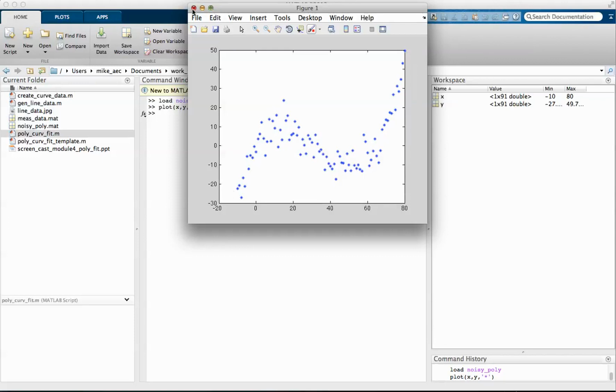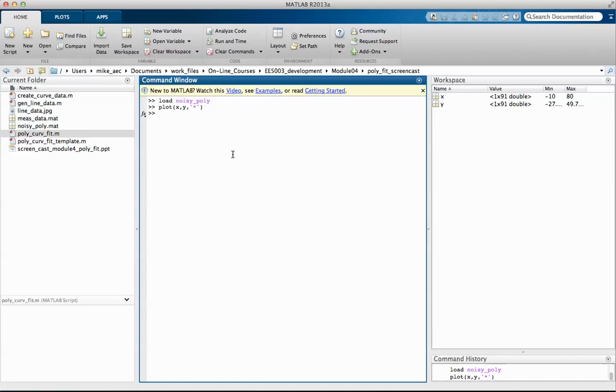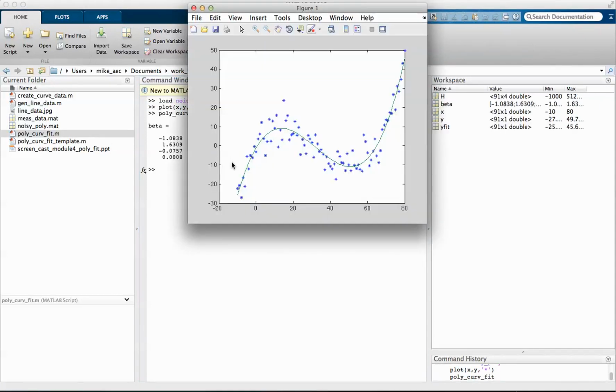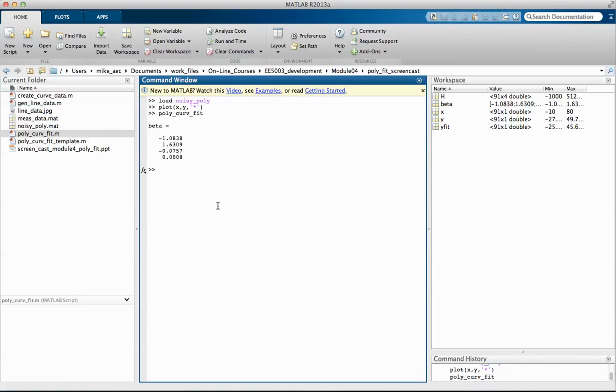And if I go ahead and run my solution, what you will see is, by implementing the techniques that we've talked about, you end up with a pretty nice curve fit there. And as a matter of fact, you even get to see what the values of the estimated beta vector are as well. Now, you of course are going to reproduce this in your homework, but you get an idea of what you're shooting for.